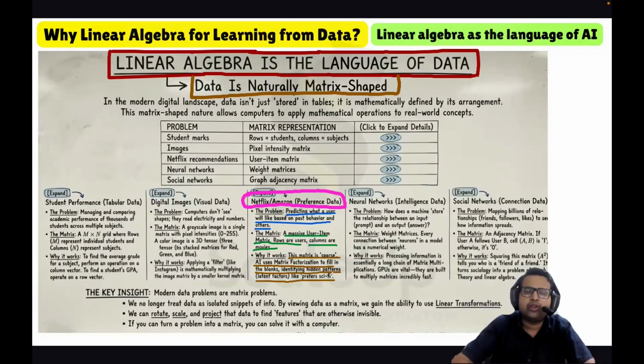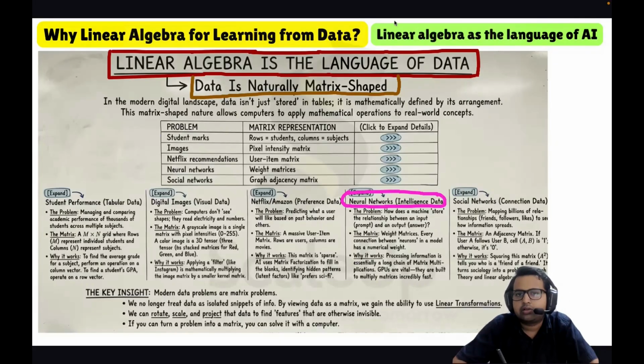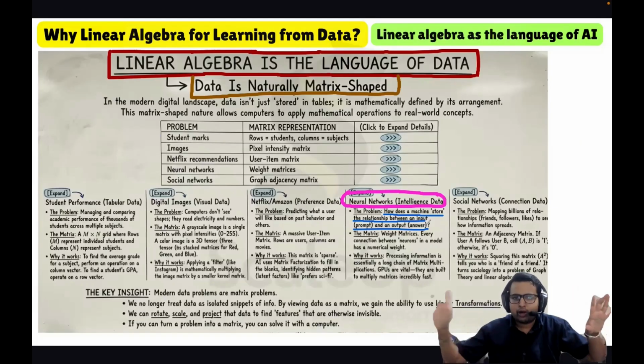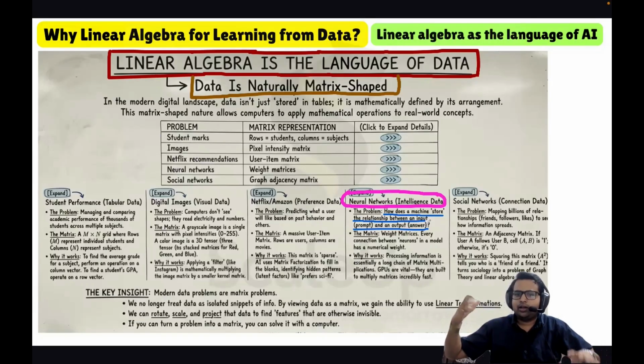So now we are getting a realization that linear algebra is the language of data. If we represent the data in the form of a matrix, we can make use of linear algebra to solve problems. Similarly, if we talk about neural networks, in neural networks the problem is how does a machine store the relationship between an input and an output? Because the idea is that neural network is supervised learning. We know both the input and the output. We give input to the neural network and it learns the pattern.